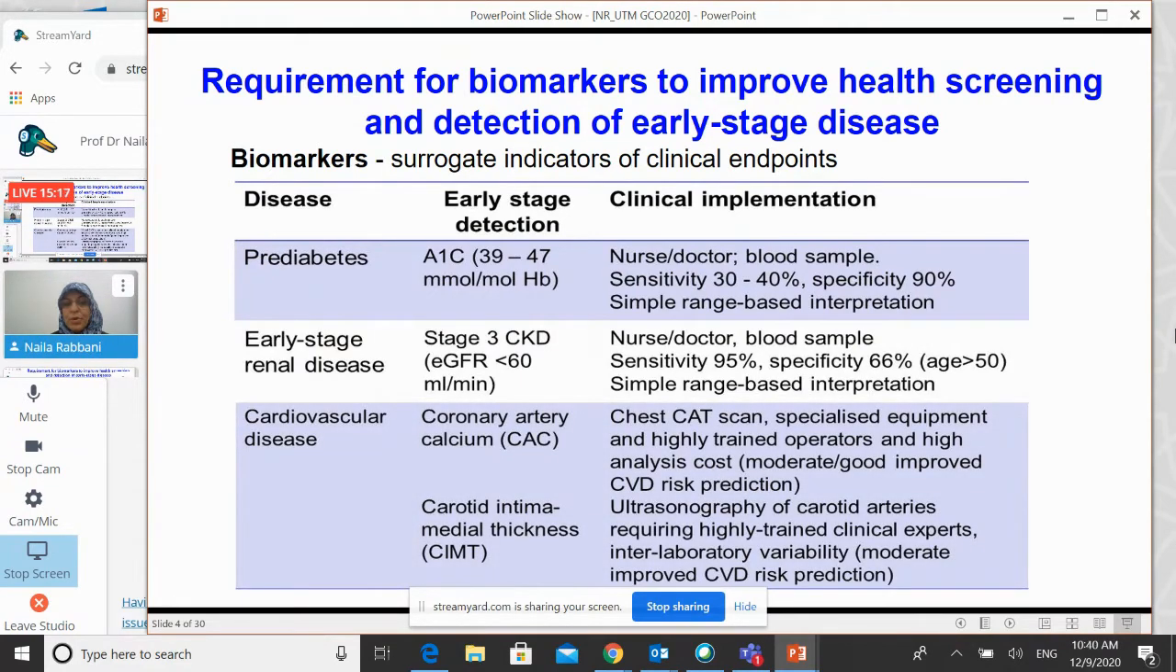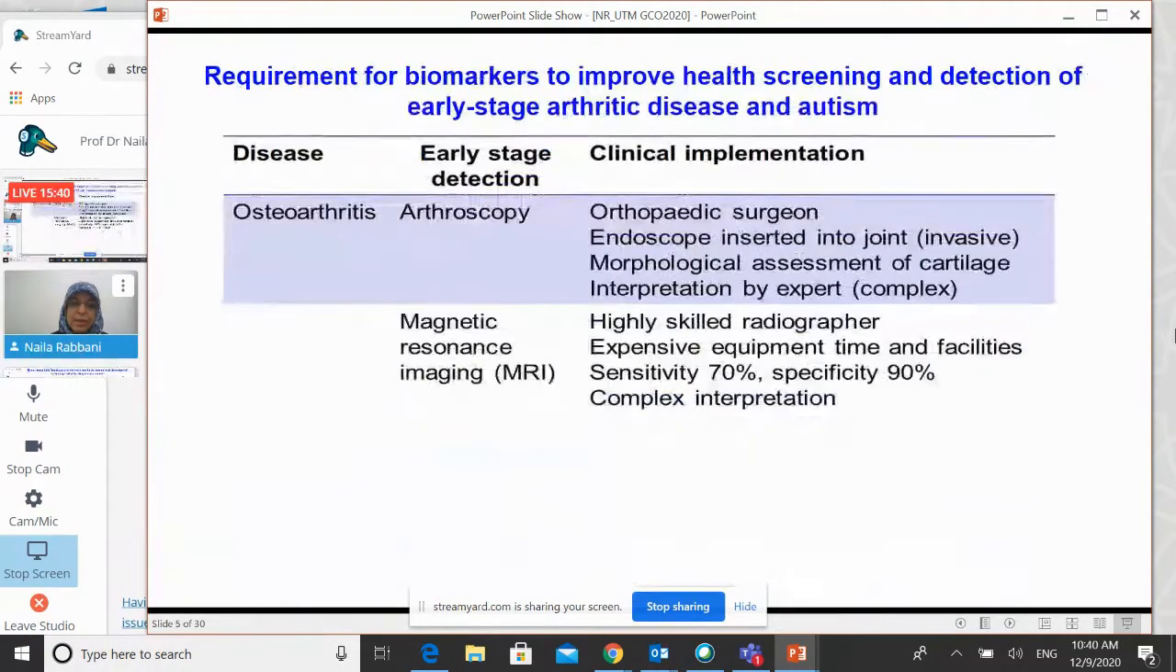Cardiovascular disease, to detect early, we use coronary artery calcium measurement and carotid intima-media thickness, but for that you need specialized equipment, highly trained operators, and highly trained clinical experts to interpret the data, and it is very expensive.